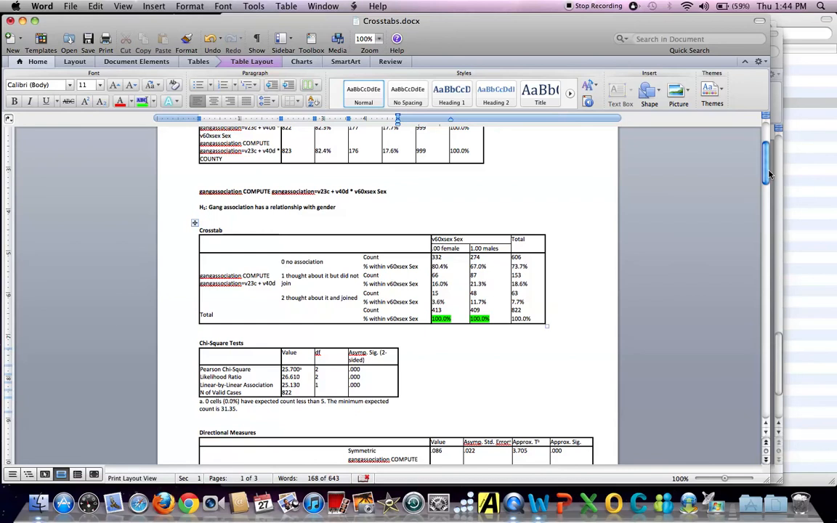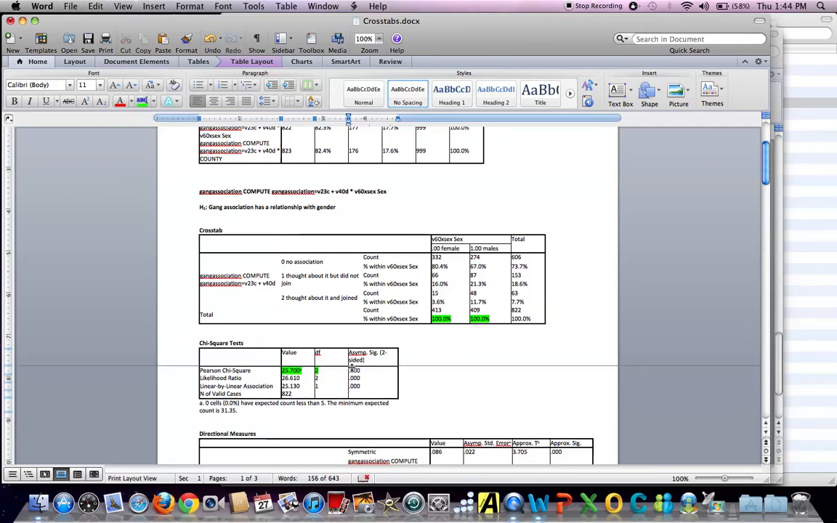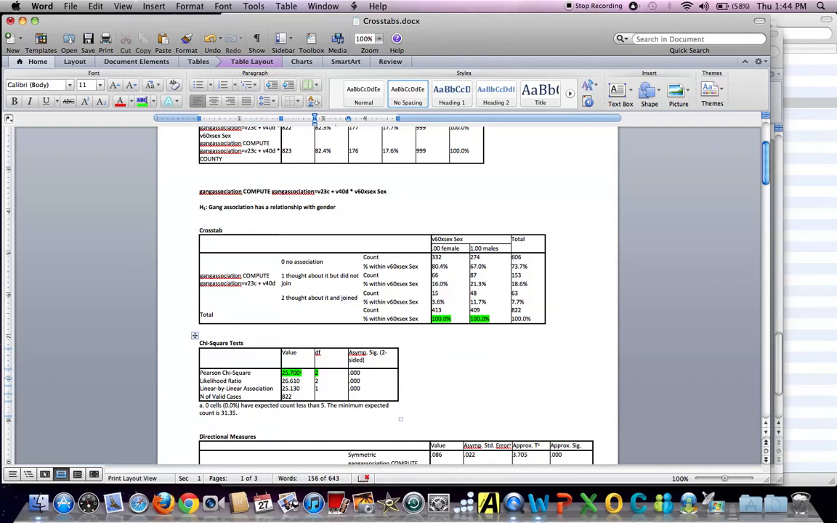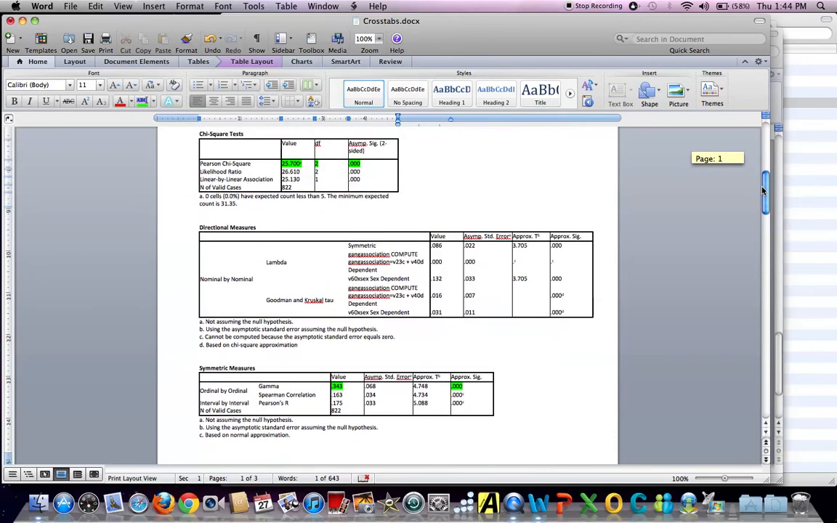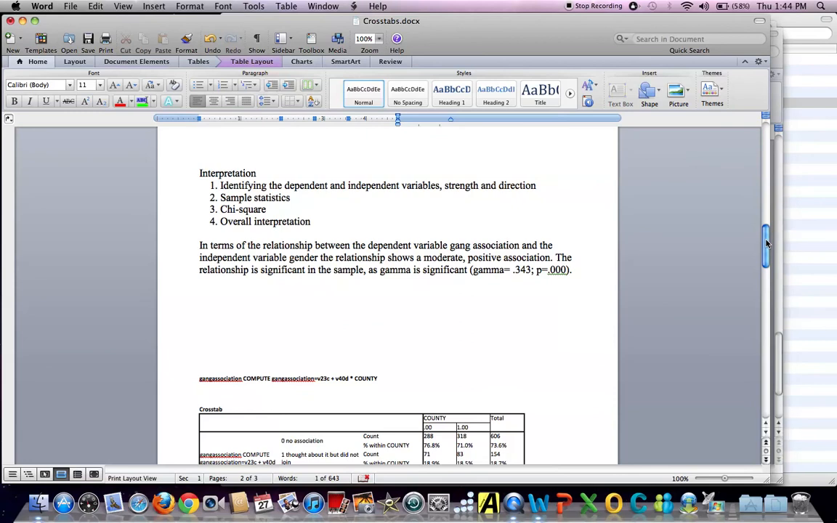To interpret the chi-square, all you want to know is whether it is statistically significant. This is your chi-square value, this is your degrees of freedom, and this is the p-value. All you want to know is whether the chi-square is significant, as long as your measure of association is significant. We found that our measure of association is significant, so now we want to interpret the chi-square.